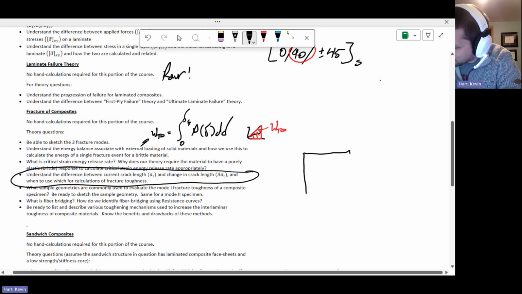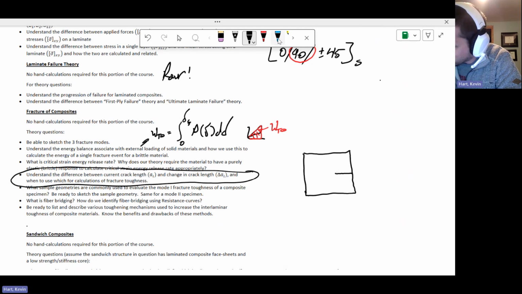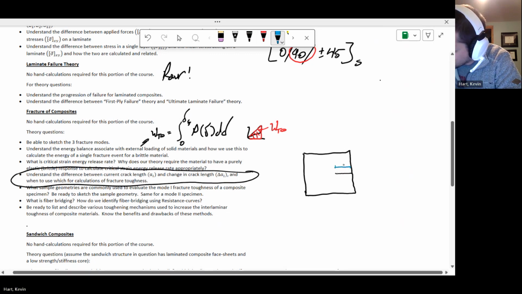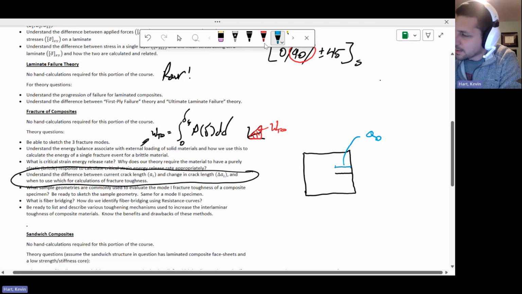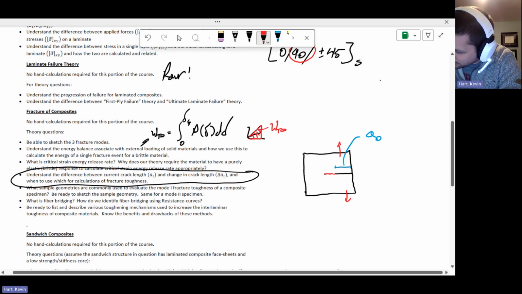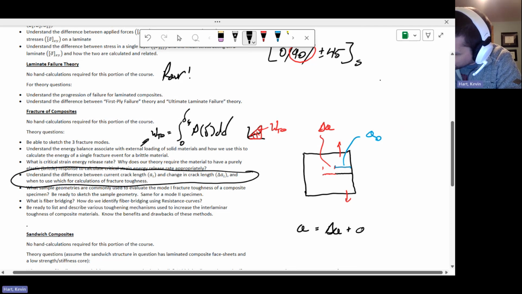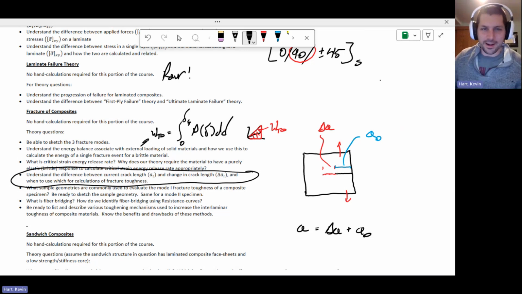Okay, so let's say you had a sample. I'm just going to use some square sample here. And let's say that it had some initial crack length here that we call A naught, right? And let's say we're loading this thing up, and then the crack propagates some additional amount. So here, this additional amount that it has propagated is the amount delta A, right? So the total crack length, A, is delta A plus A0. It's however much the crack advanced plus the original length of the crack, all right? So that variable A is the total crack length.